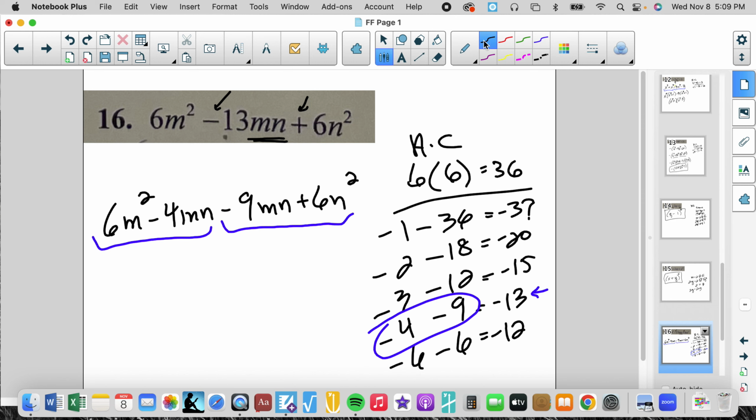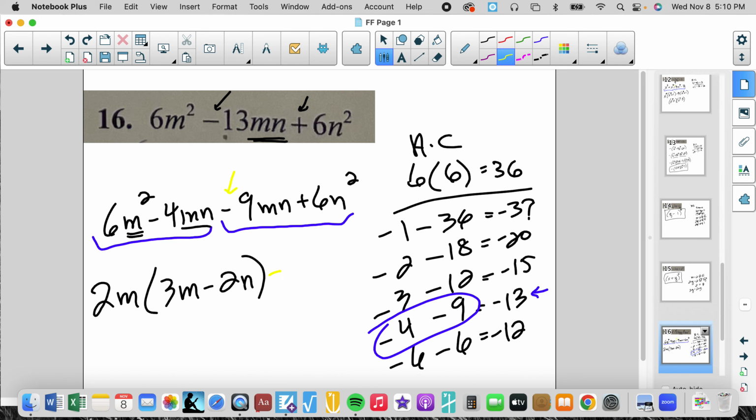So if we factor, we look at the coefficients 6 and negative 4, we can factor out a 2. And then we also have to look at the variables. This is m squared and this is mn. So they have a common m. So if we take 2m, we get 3m minus 2n. Oh yeah, look at that. And then first term is negative.